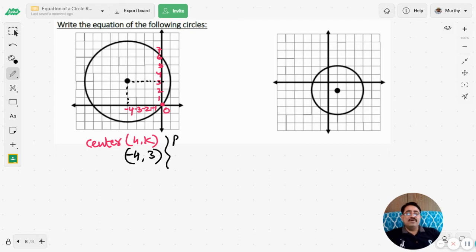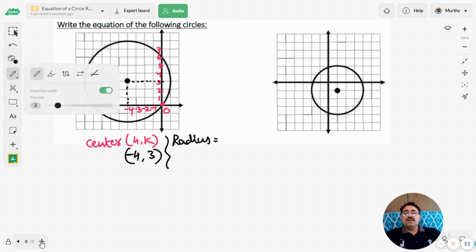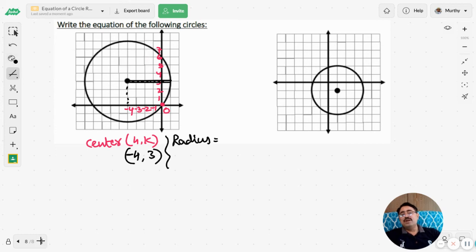What is the radius? You know, radius equals to, let me take a straight edge. Okay, so this is the radius. So what is radius means, you know that it is from the center of the circle to a point on the boundary of the circle. Let me count the blocks. 1, 2, 3, 4, 5. So radius is 5.